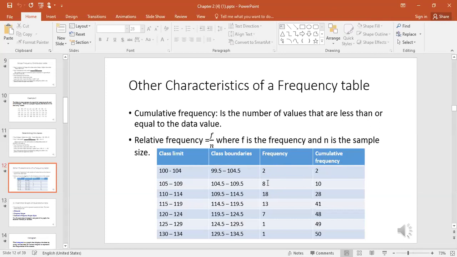The second class, we will add 8 to 2 to get 10. Then we will add 18 to 10 to get 28. We will add 13 to 28 to get 41. So this is how we can get the cumulative frequency.